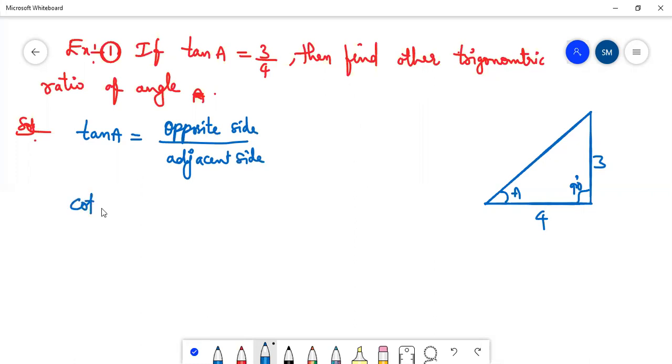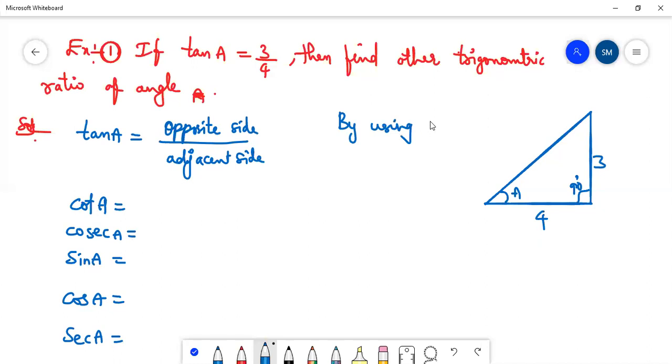To find cot A, sin A, cos A, sec A, cosec A. Here, by using the Pythagoras theorem, suppose let the triangle be P, Q, R. In this, the hypotenuse is PR.